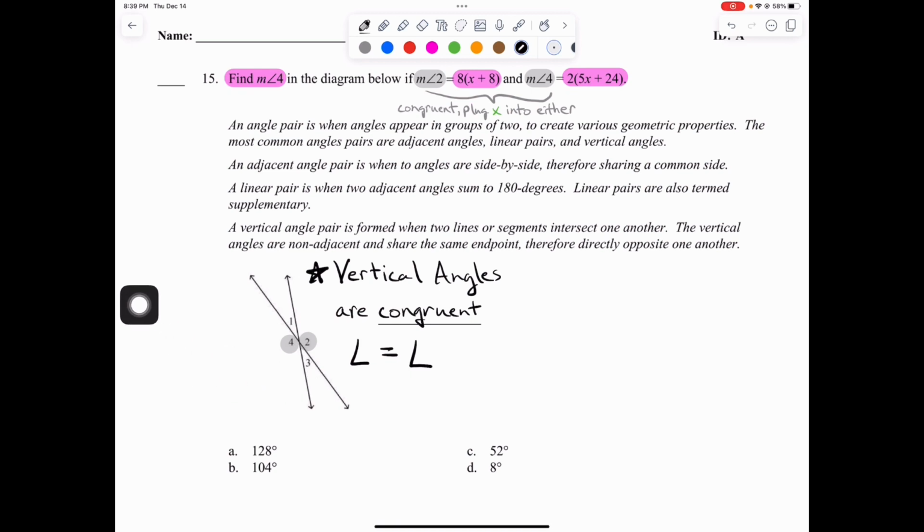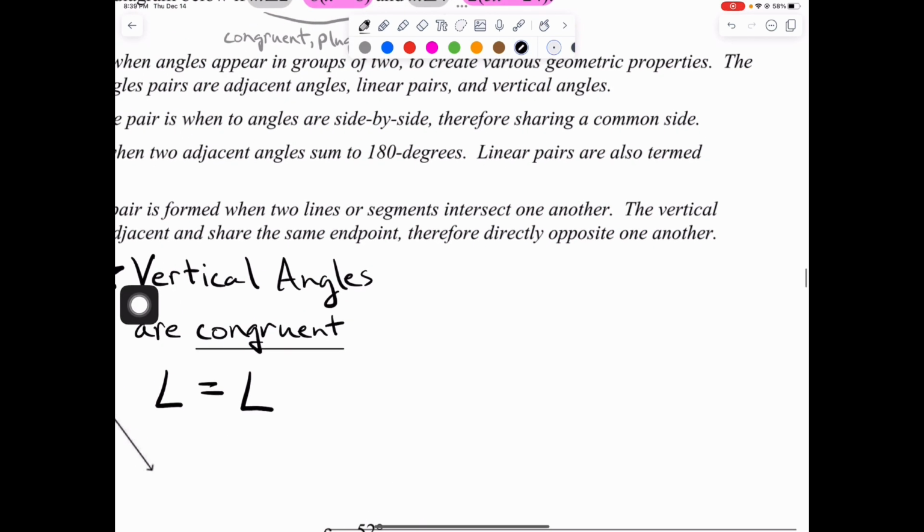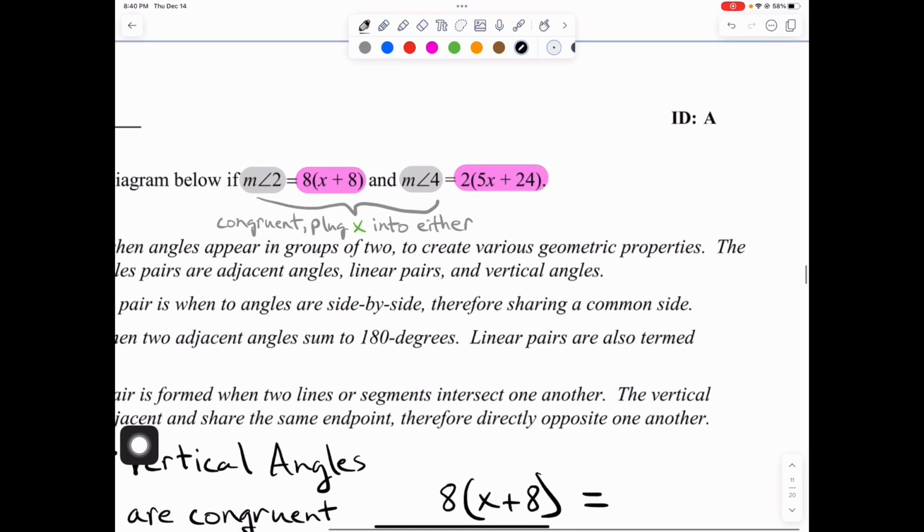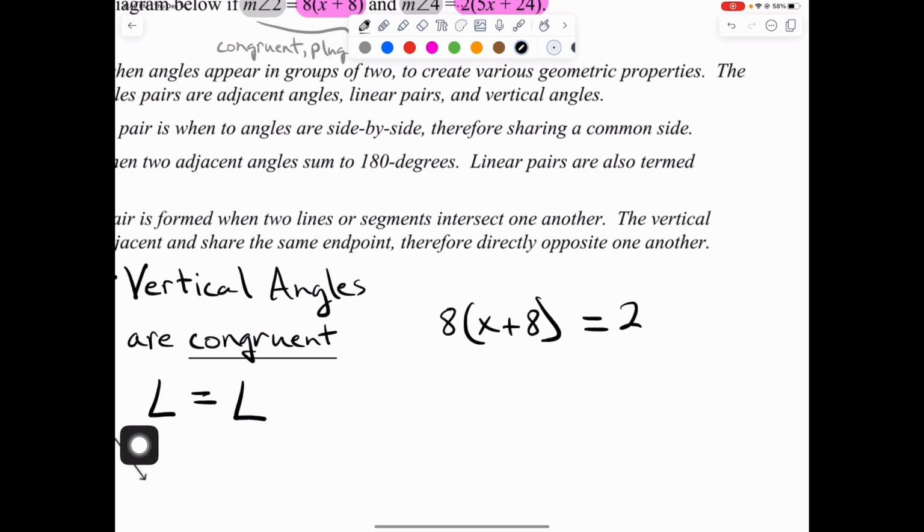Now that we know that, let's take a look. Our measurement of angle 2 is 8, and then in parentheses, x plus 8. We follow the formula here, and then we just set it equal to the measurement of the other angle it's providing for us, which is 4. 2, open a parenthesis, 5x plus 24, close it.